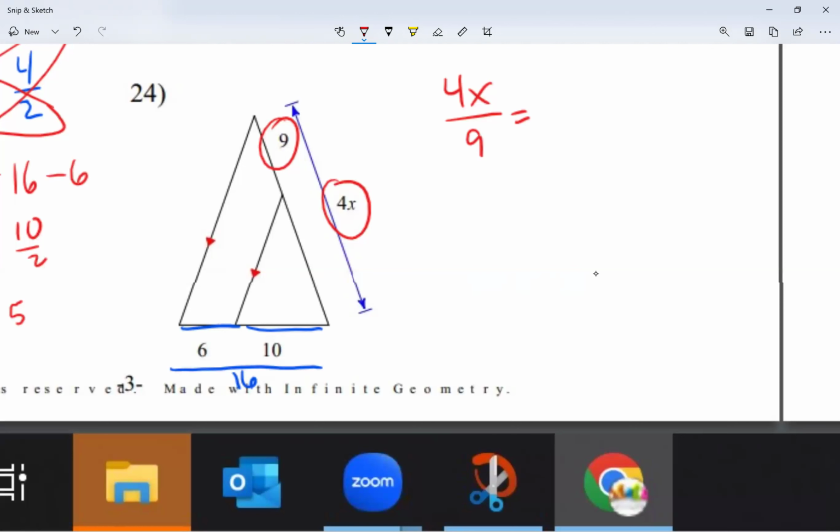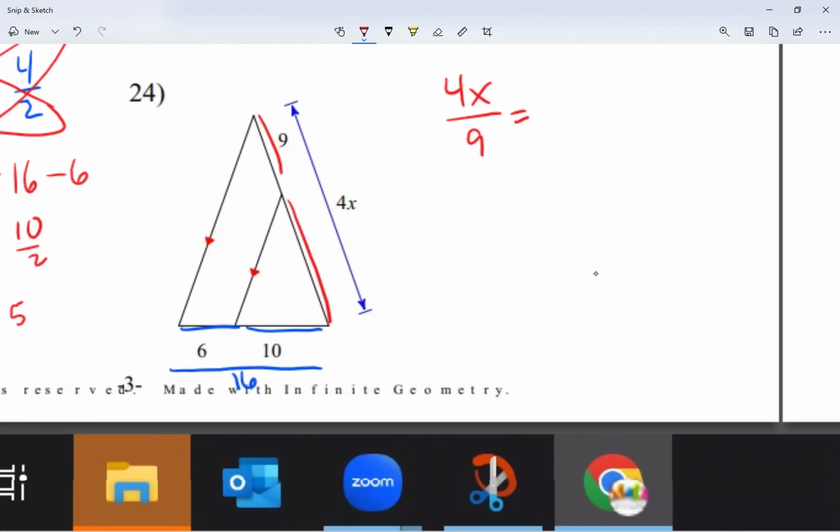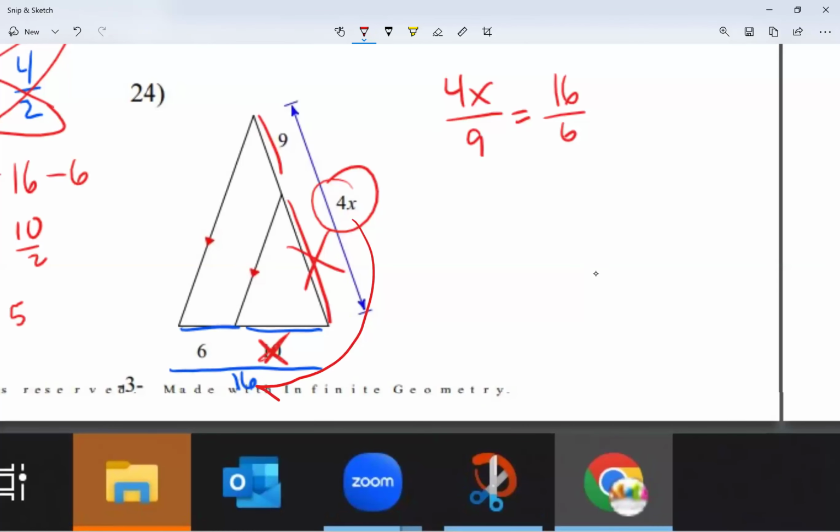Now, when I pay attention to the two small measurements here, I'm not going to use one of them. This side that I'm not using corresponds with this 10. Those are the measurements that I'm not using. So 4x is going to go with 16, and 9 is going to go with 6. This 4x is the entire side, so 16. And this 9, if you look at it as a street, goes straight to 6.